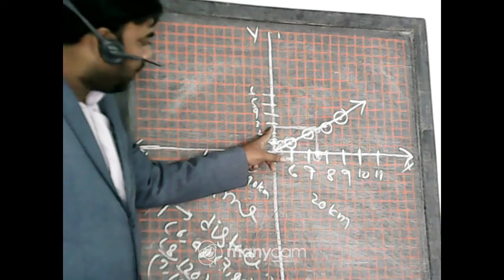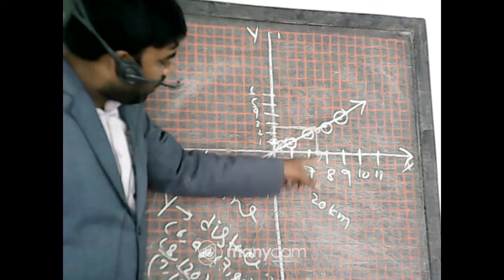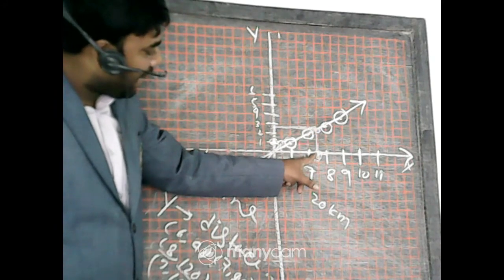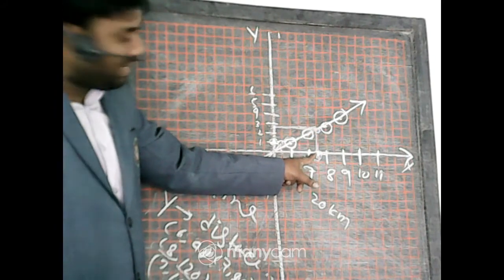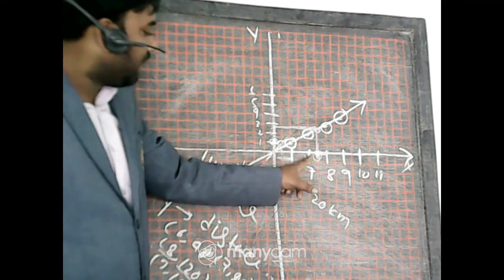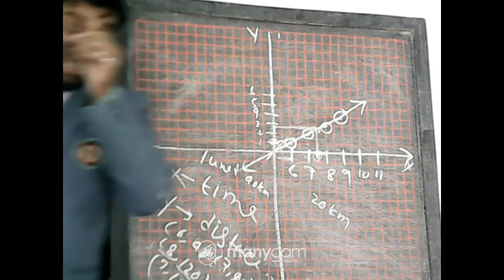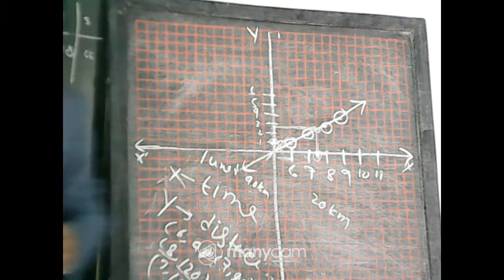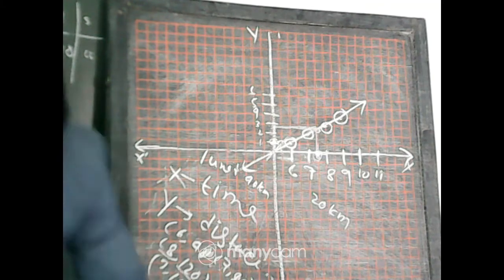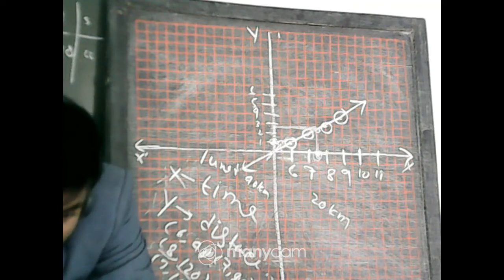So from 100 kilometer draw a line to the graph, and from that point to the x-axis. That point will denote the time in which it covers 100 kilometer distance, and that point is between 7 and 8, so it is 7:30. Okay, got it? Got it, everyone?